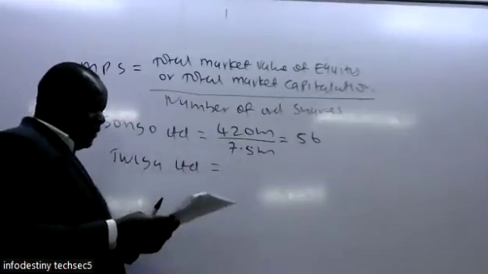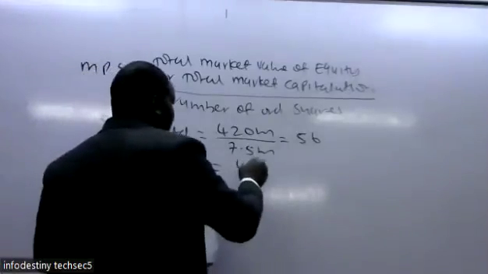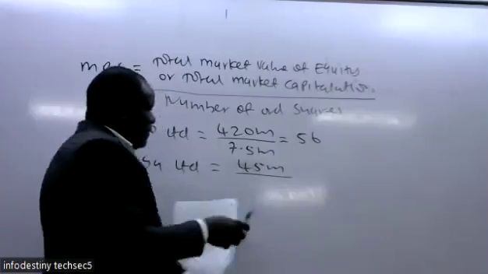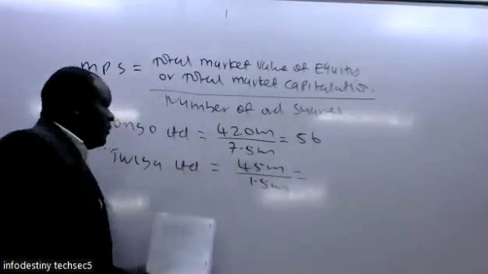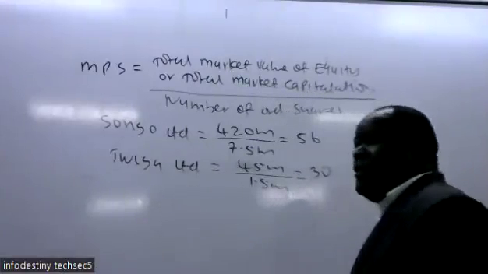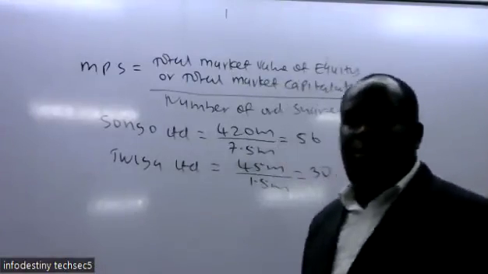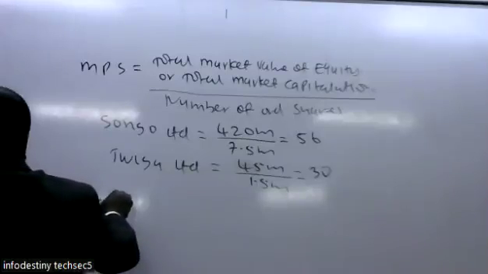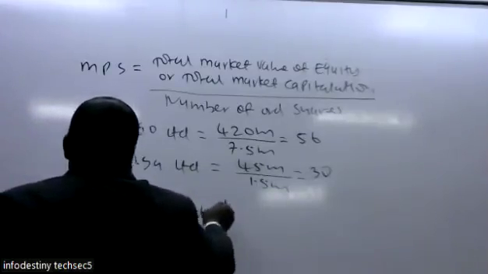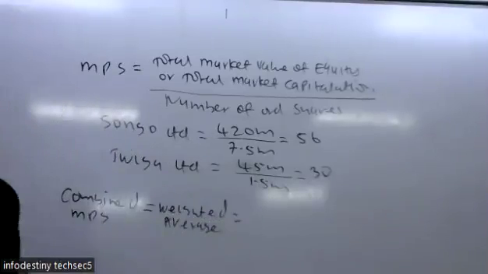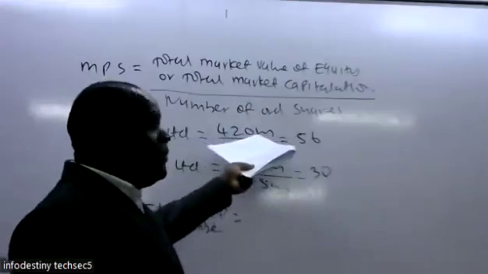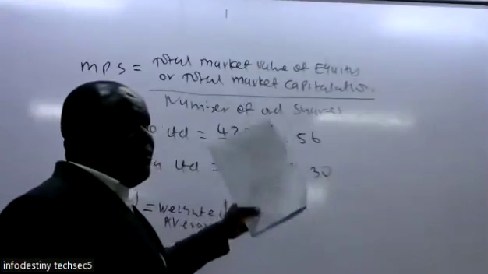So for Twiga, you take 45 millions. We divide by what? 1.5 millions. So that should be able to give us which total? So they want the combined. The combined will be the weighted average. So to get the combined market price per share, it is the same as the weighted average. So for the weighted average, we use this total. There is 420 plus 45. You see the 420 plus 45 gives us a total of?